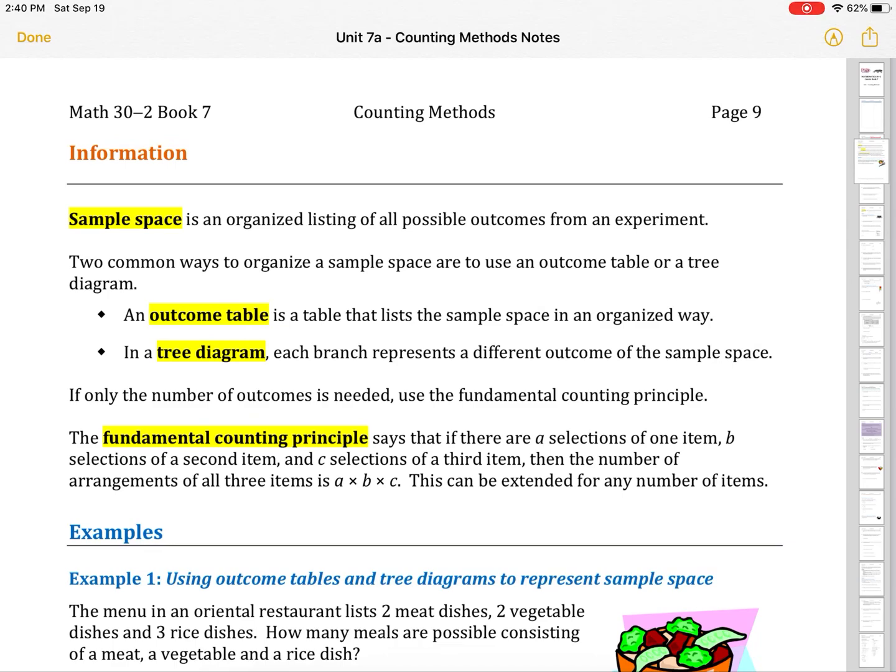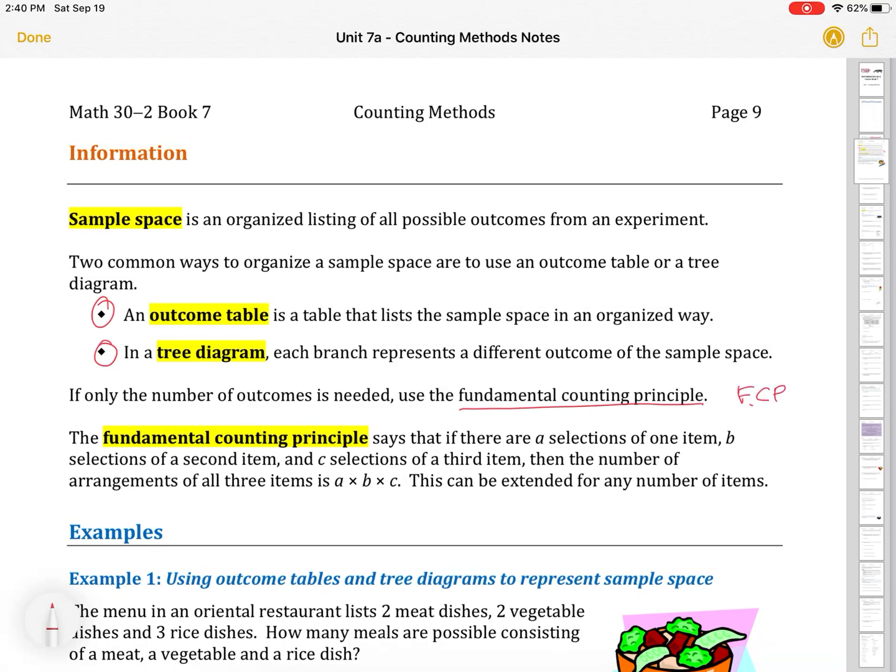Okay. So now we're going to talk about counting methods, introduction. A sample space is an organized listing of all possible outcomes from an experiment. Two common ways to organize a sample space are to use an outcome table or tree diagram. So we saw the tree diagram in this example, and we'll do some stuff with outcome tables as well. They're particularly useful when we're doing rolls of dice and cards and things like that. An outcome table is a table that lists the sample space in a very organized way. In tree diagrams, each branch represents a different outcome of the sample space.